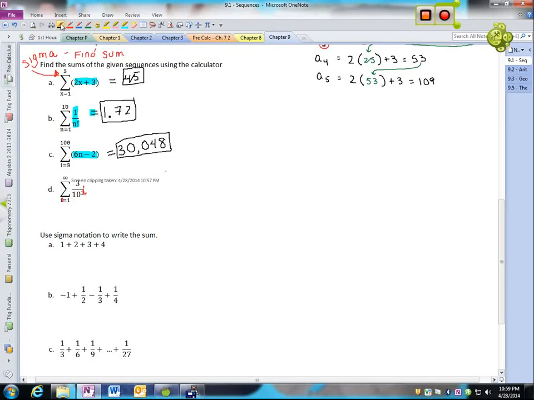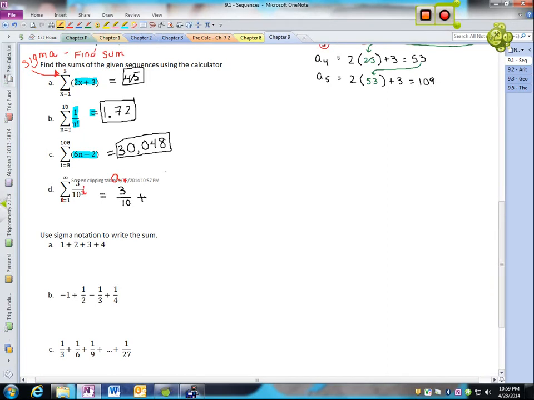I can't put infinity into my calculator as an upper bound here, so I need to just calculate a first, second, third, and so on term to see the pattern that's going on. 3 over 10 to the first power, so I'm finding the first term, a sub 1, so 10 to the first power would give me 3/10.